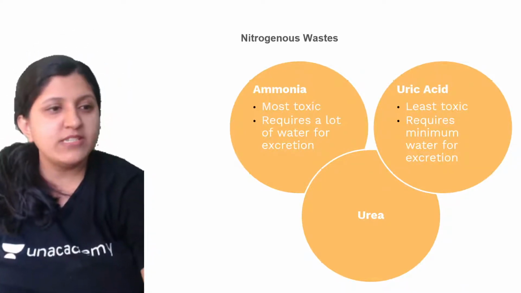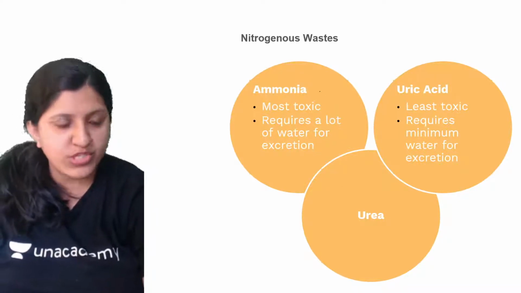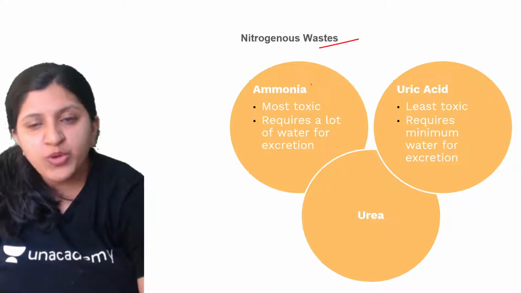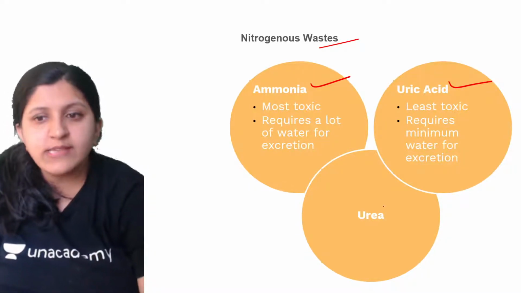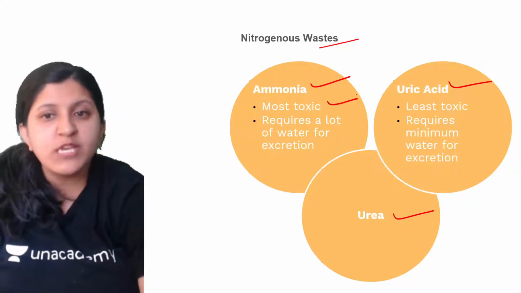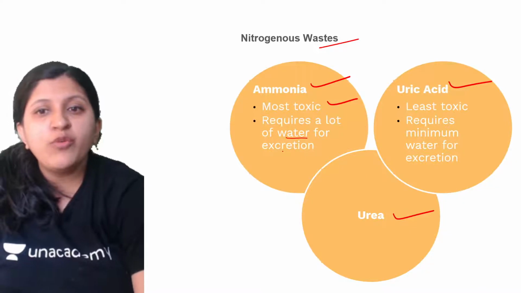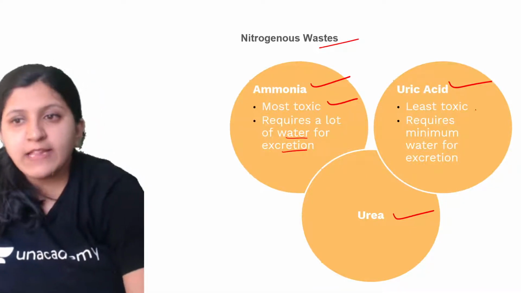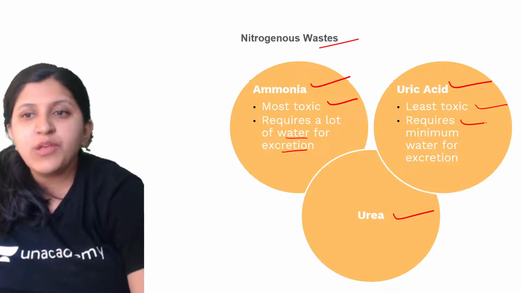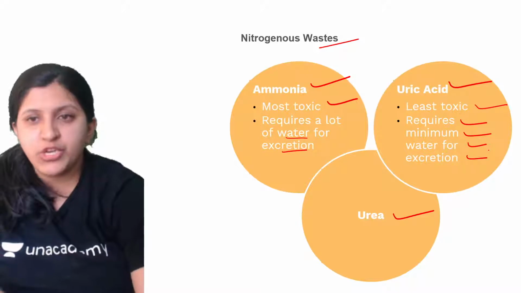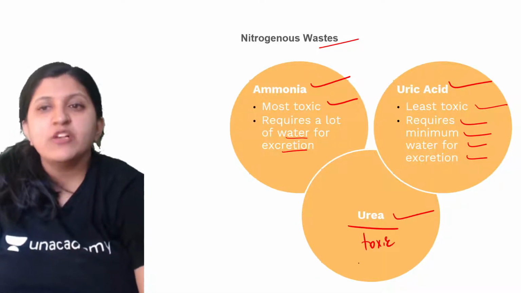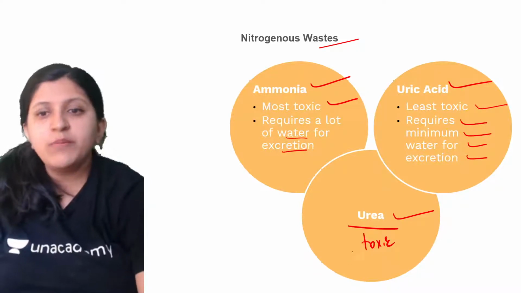Okay, so I'll just continue with the nitrogenous waste. Nitrogenous wastes are different ones: ammonia, uric acid and urea. Ammonia is the most toxic one and requires a lot of water for excretion. Uric acid is the least toxic when compared with urea, and requires minimum water for excretion. Urea is again a toxic compound itself, so it also requires water, but a medium amount.